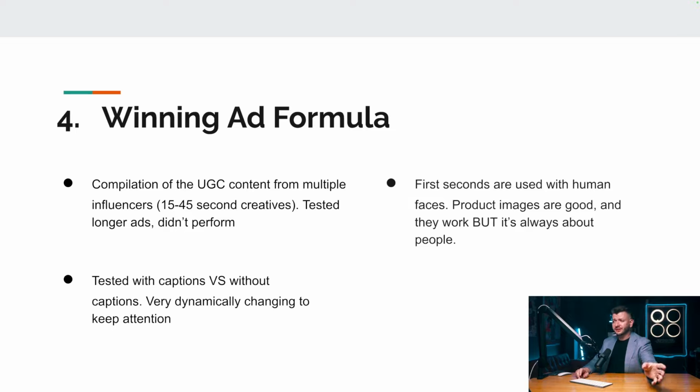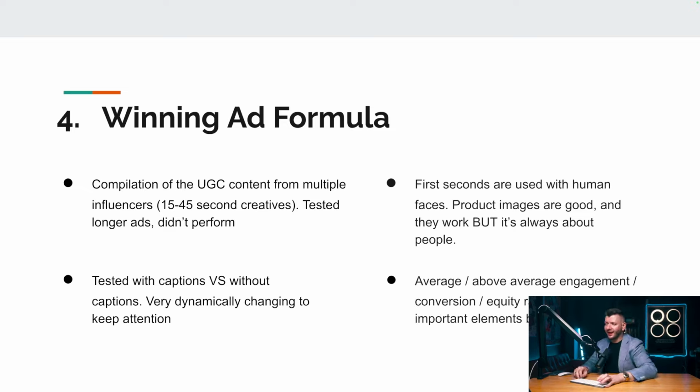We also tested with captions and without captions, and we found that if we dynamically change the ad, like different zoom in, zoom out, it helps us to keep the attention, and it also helps us to increase that average watch time, which means Facebook will give us lower CPMs because we're keeping users on the platform, we're keeping them engaged. So now Facebook will give us better cost per click, better CPMs, and will reward us for that.